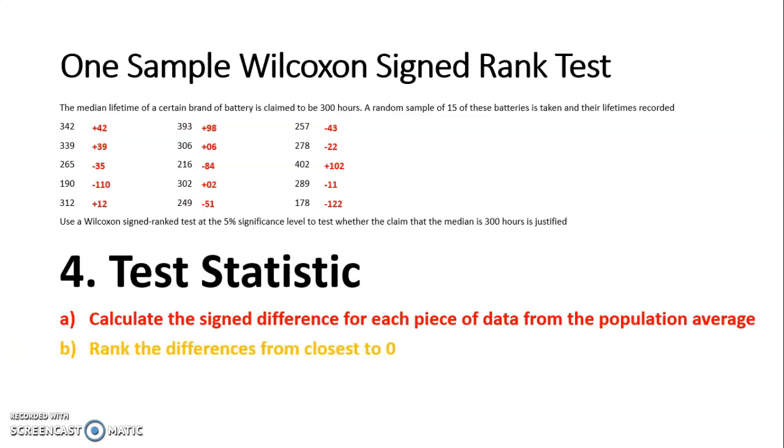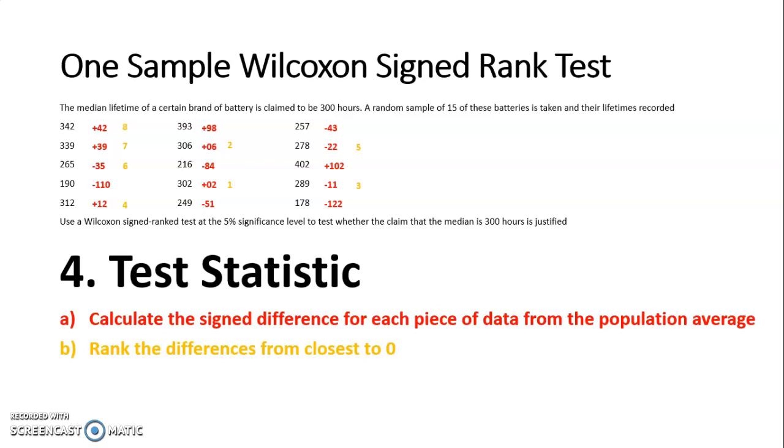So step B is that I rank those differences from the closest to 0 to furthest away. Again, you might want to pause the video if you're using this as revision to make sure you get this correct. So looking at those differences that I've written in red on the screen, I can see that plus 2 is my number closest to 0. So I'm going to give that a rank 1. Next from those signed differences is 6, so that's going to get a rank 2. Jumping up to 11 is going to get a rank 3. 12, rank 4. 22, rank 5. 35, rank 6.